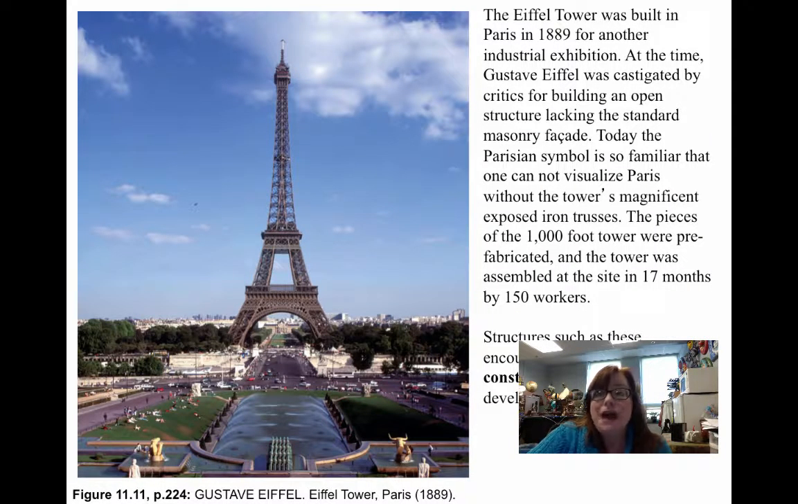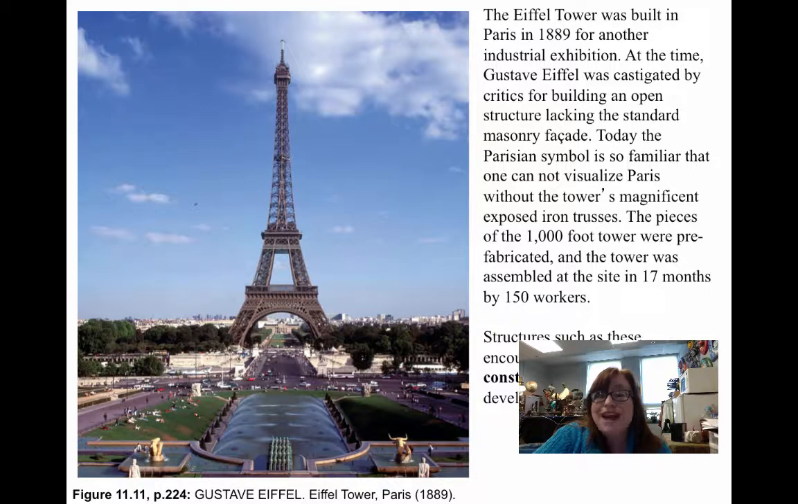And then the Eiffel Tower is another example of cast iron architecture. This was built in Paris in 1889 for another industrial exhibition, and it was created to kind of show the possibilities of cast iron architecture. But Gustave Eiffel, who created the Eiffel Tower, was made fun of by critics because they were kind of like, but it's an open structure. It doesn't have a facade. It's a building without an interior.